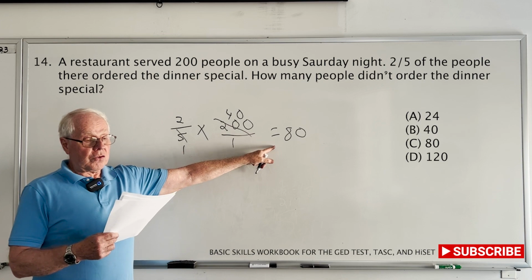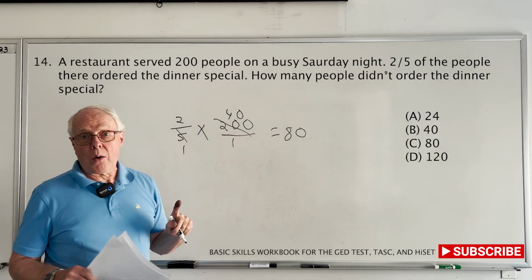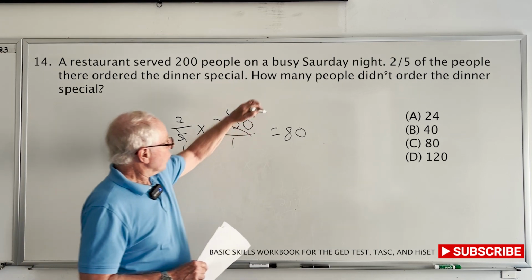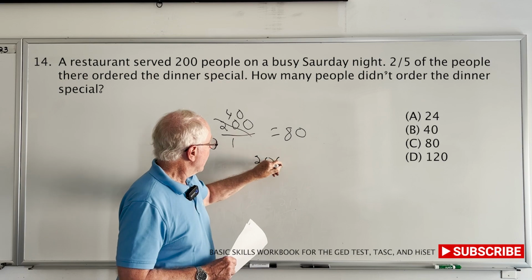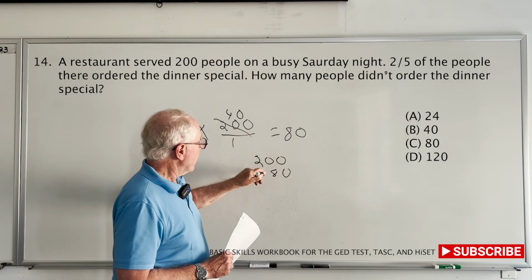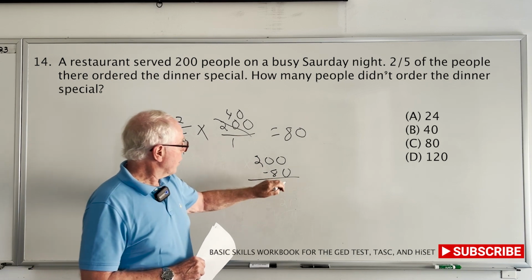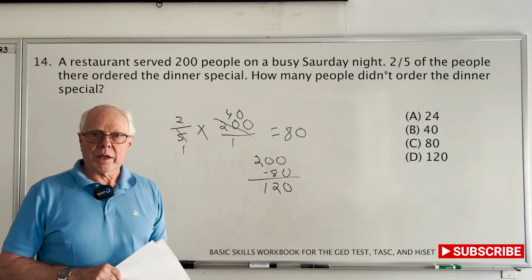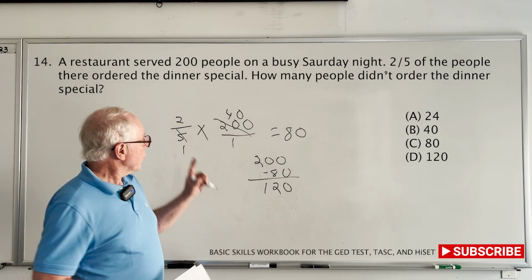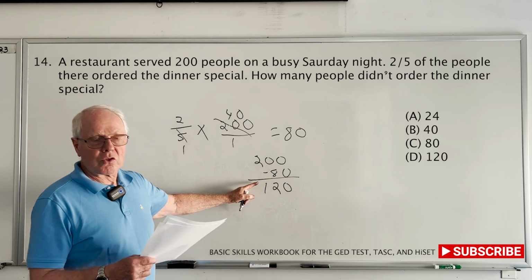If there's 200 people in the restaurant, we could just subtract this because they want to know how many didn't. So if the total of people in the restaurant is 200 and 80 did order the dinner special, if we take away the people that did order it, this is going to be 120. But you saw we had to do 2 things. We had to do a multiplication, and then we had to do a subtraction.